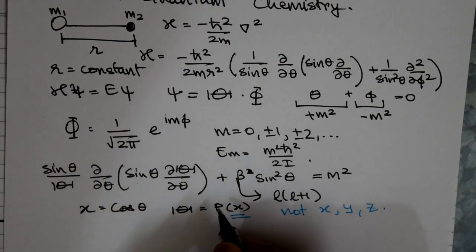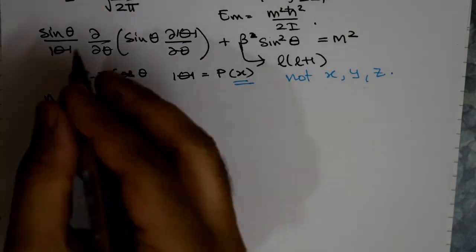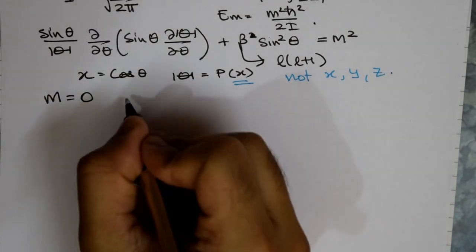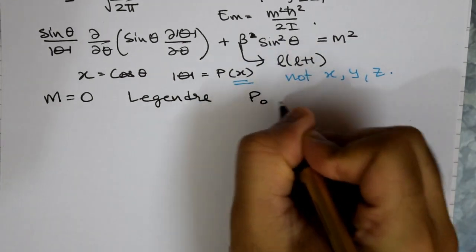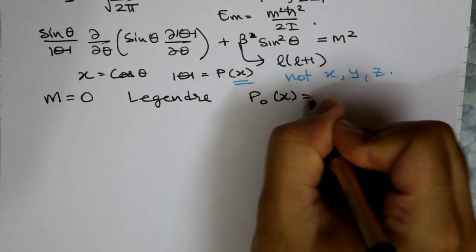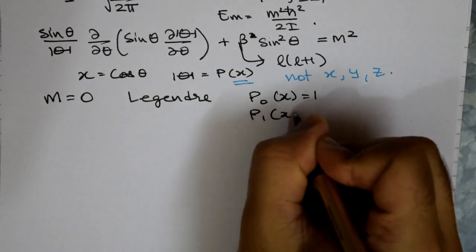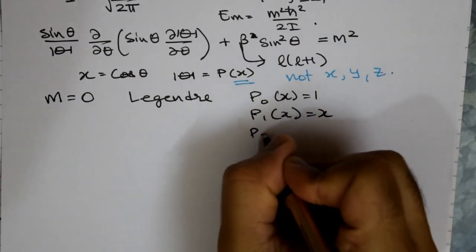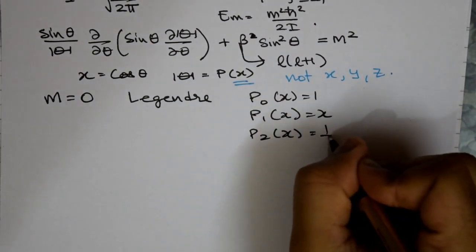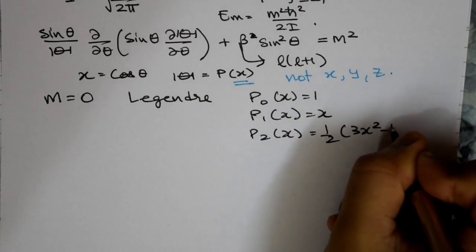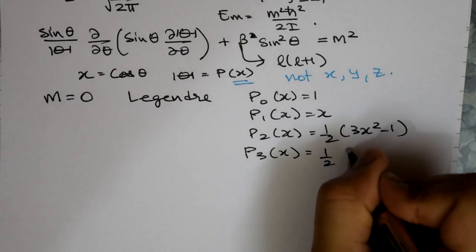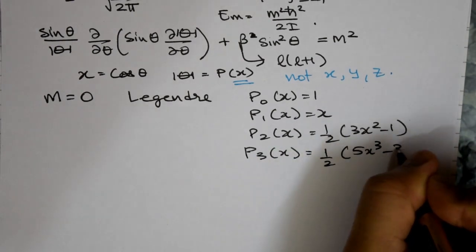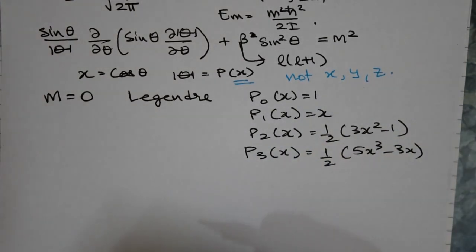Now, what we understood was that for m equal to 0, these are nothing but the Legendre polynomials, where P0 of x equals 1, P1 of x equals x, P2 of x is 1 over 2 times 3x square minus 1, P3 is something like 1 over 2 times 5x cube minus 3x, and so on.